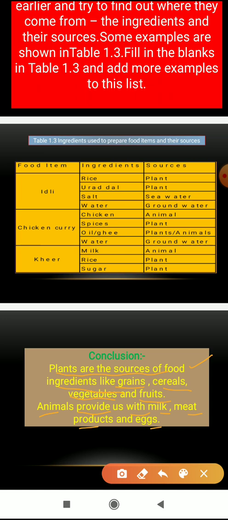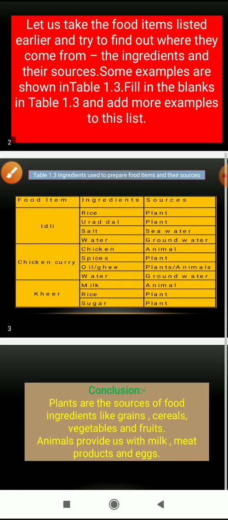So, understood? Our conclusion from this activity: plants are the sources of food ingredients like grains, cereals, vegetables and fruits, and animals provide us with milk, meat, milk products and eggs. So you have to complete table 1.3 and write it in your notebook. Understood, everyone?